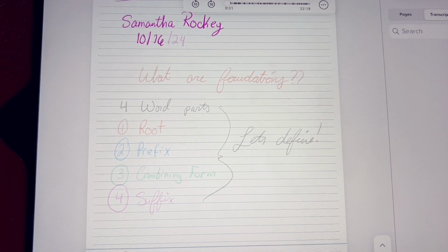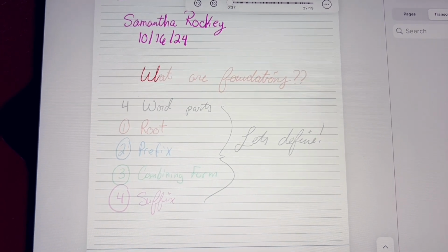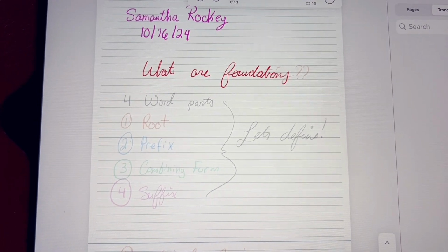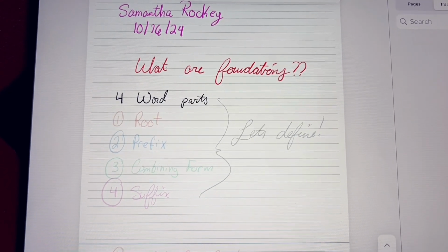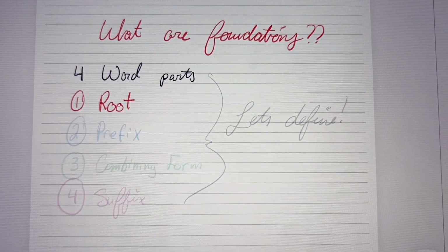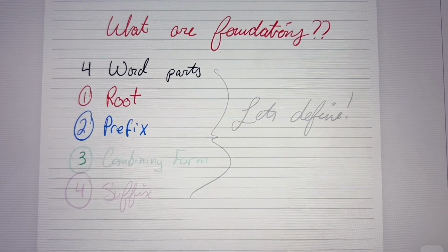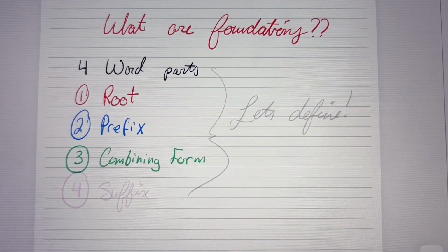So let's talk about some of the foundations. There are 4 different word parts. We have the root, the prefix, and the combining forms or vowels, along with the suffix. So let's figure out what goes into this.